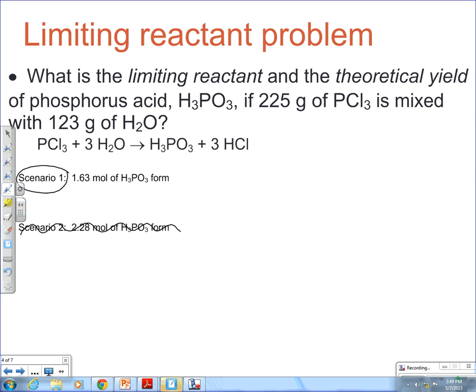Now the molar mass of H3PO3 is 82 grams per mole. We put the grams on the top because that's what we want. We put moles on the bottom so that they cross out. And our final answer with our theoretical yield is 134 grams of H3PO3.